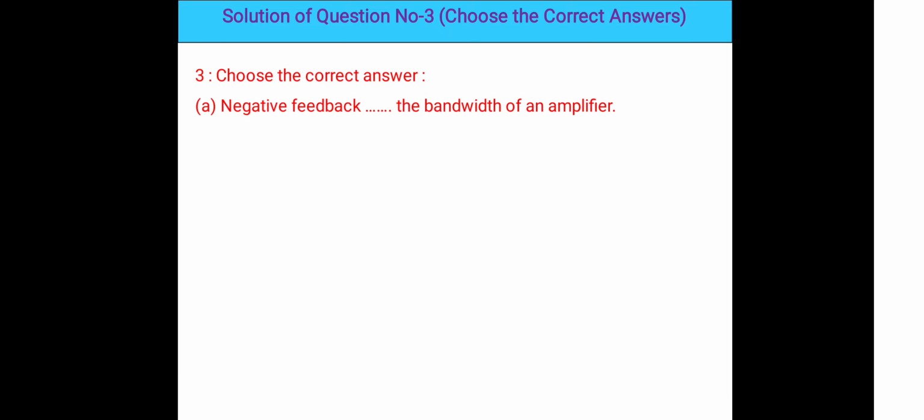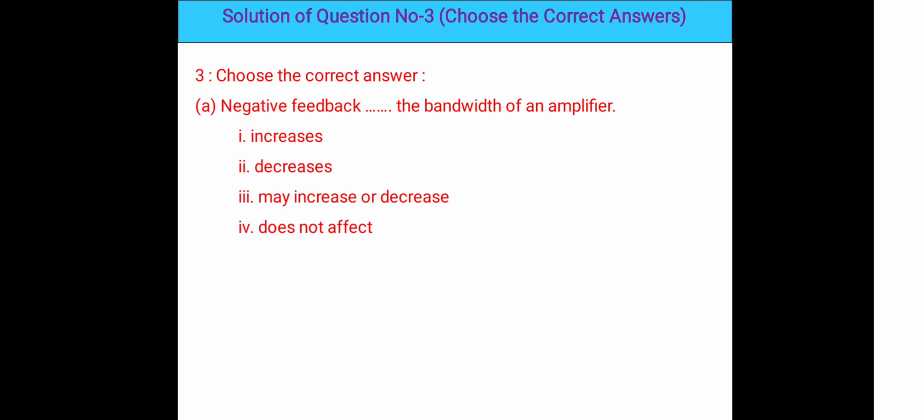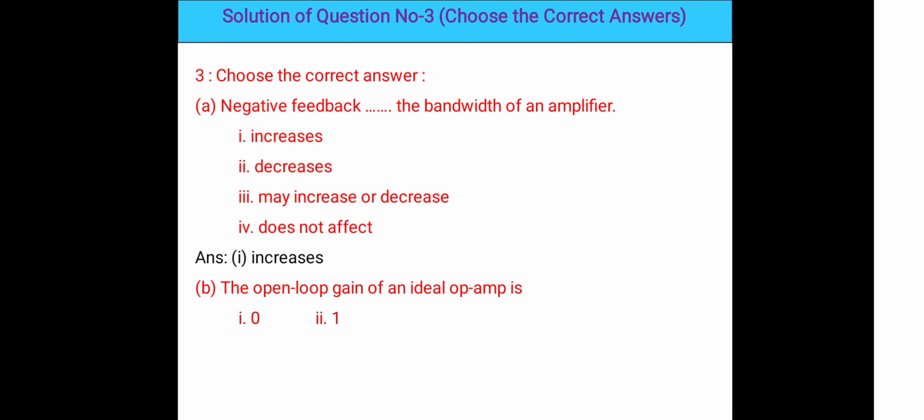See the first question, negative feedback dash the bandwidth of the amplifier. Options: increases the bandwidth of the amplifier, decreases the bandwidth of the amplifier, may increase or decrease it. Negative feedback increases the bandwidth of the amplifier. So option 1 is the correct answer. See question 3B. The open loop gain of an ideal op-amp is what? 0, 1, 100 or infinite. We know that the characteristic of an op-amp is that open loop gain is infinite.